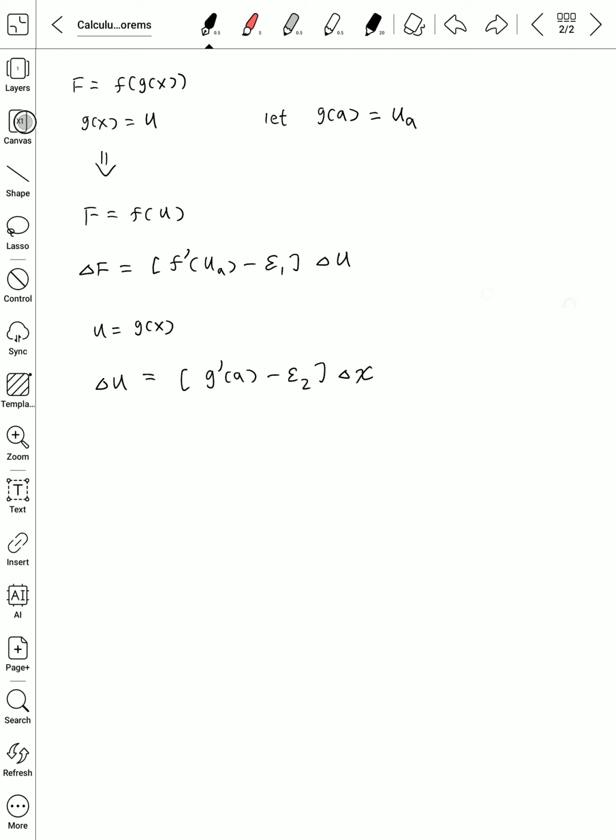Alright, and substituting this equation into this one, we get the increment of f is equal to the derivative of f at u of a minus epsilon 1, multiplied by g's derivative at a minus epsilon 2, times delta x. Now we have the relationship between the increment of the composite function and the increment of x.